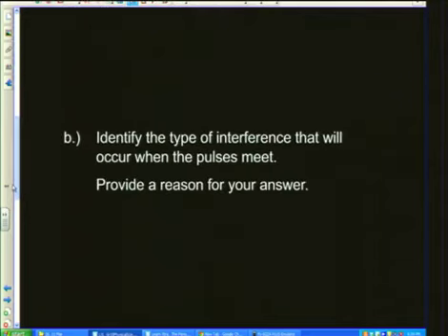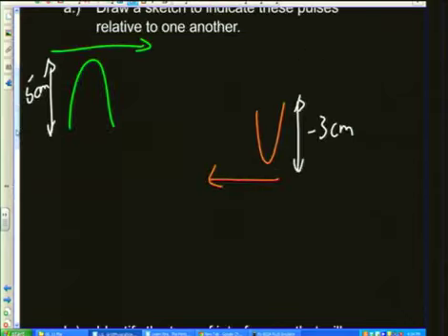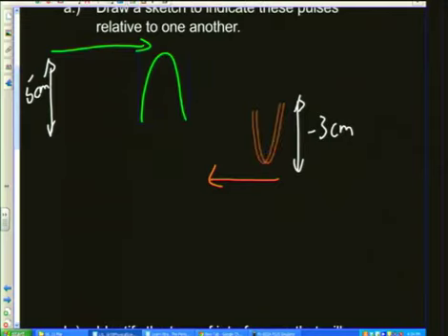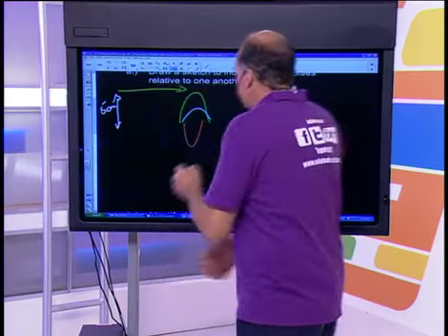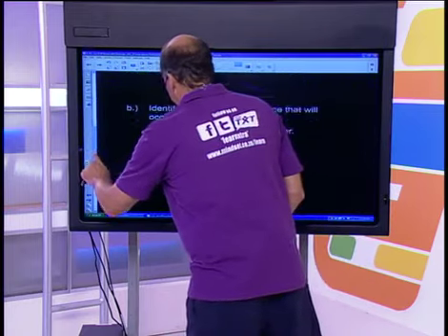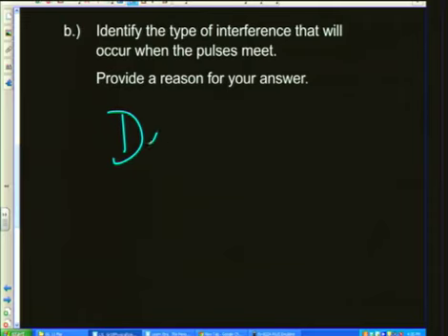It then asks me, identify the type of interference that will occur when the pulses meet. Now, look what's going to happen. If I take this one, and I move it there, what's going to happen? Remember, that's down 3, that's up 5. I'm going to be left with a new thing. At that point, that's going to be a +2. I'm going to just draw it in a different color. But it's got less. It hasn't got bigger than before. It's got smaller. So this is destructive interference.